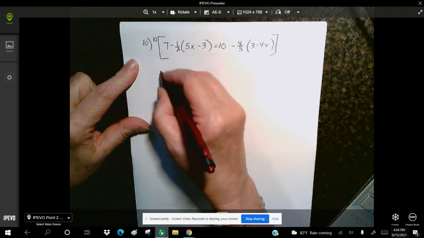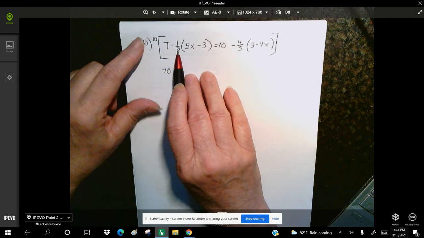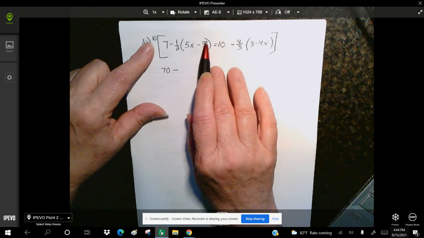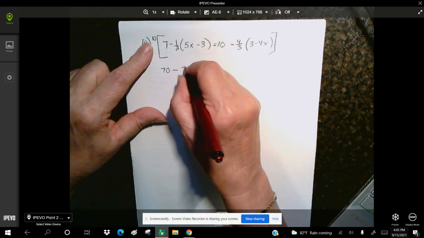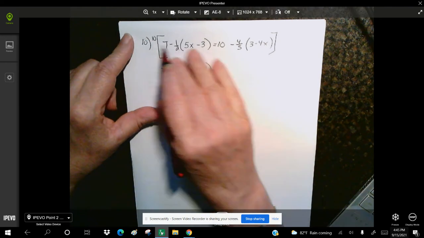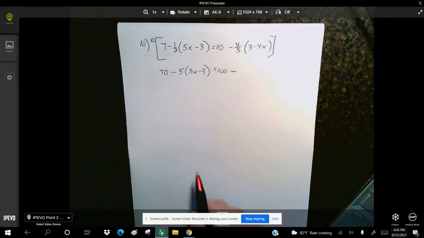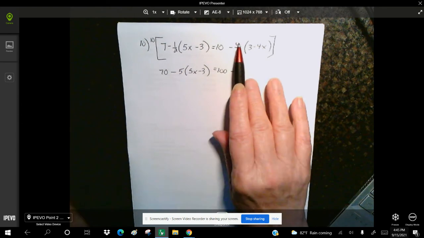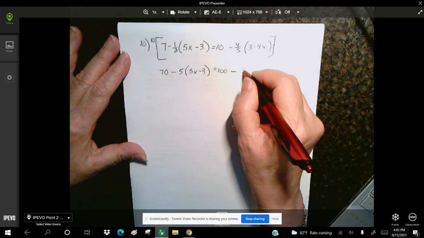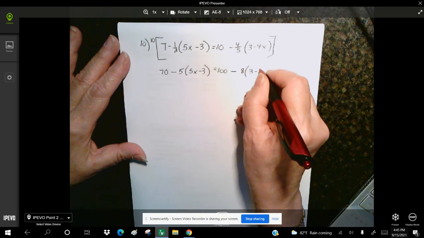So 10 times 7 is 70, minus, now I only have to multiply this leading term here by the 10 because it's going to get multiplied by that anyway. So 10 times a half would be 5. And then I still have to say 5x minus 3. 10 times 10 is 100. 10 times 4/5 would be 40 over 5, which would be 8. And then 3 minus 4x.